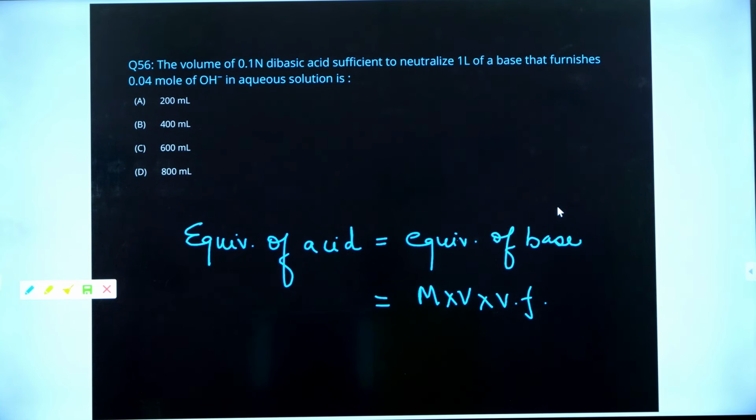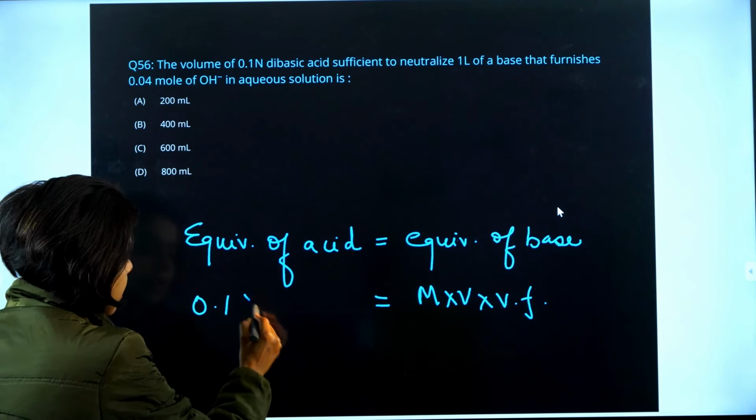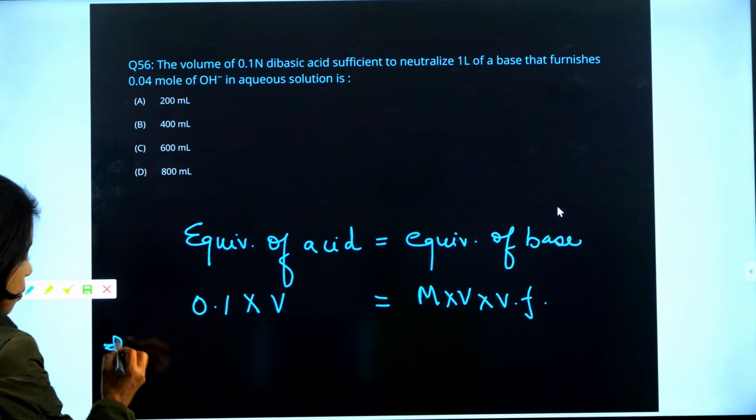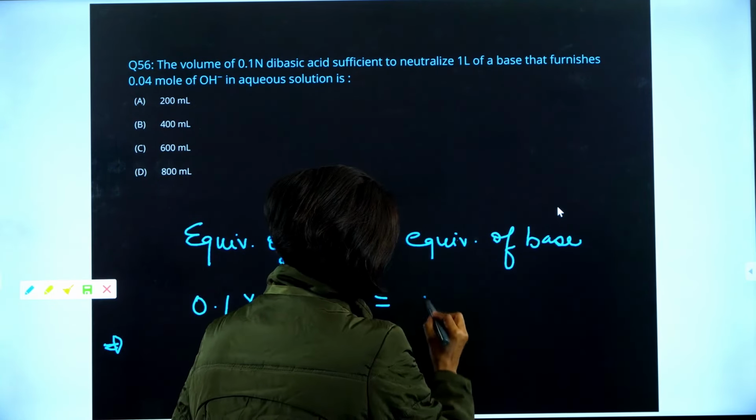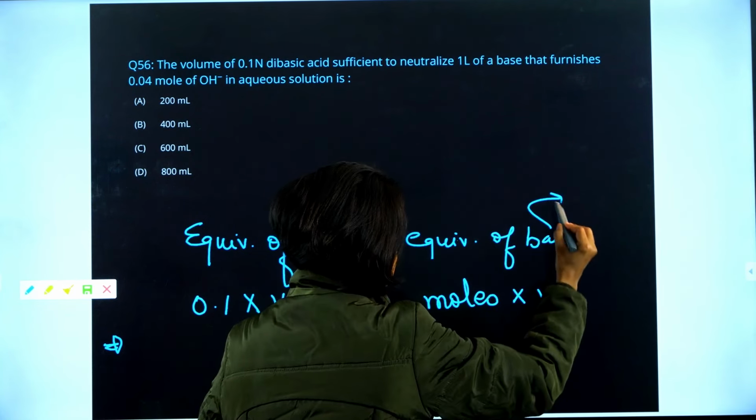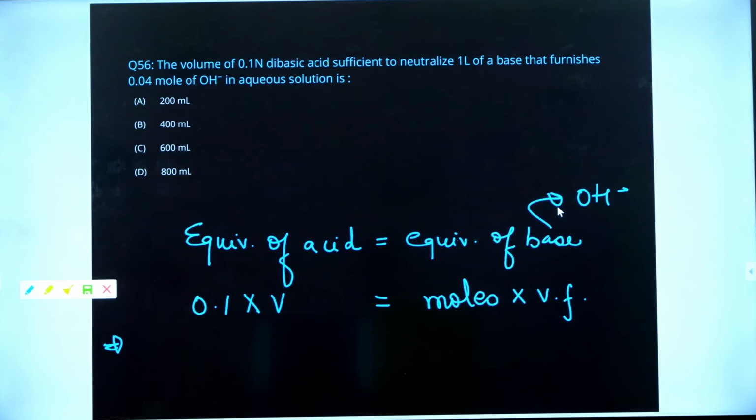So the equivalent factor of NaOH, the valency factor of NaOH, is 1, right? That is 1. And for the acid, normality into volume. Or rather than doing this, you can write moles into valency factor, and the base here is giving OH negative ion. With the base, we directly get the moles of OH negative ion, right? So I hope you can quickly figure out the volume.